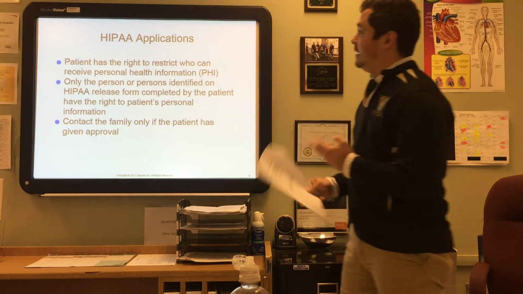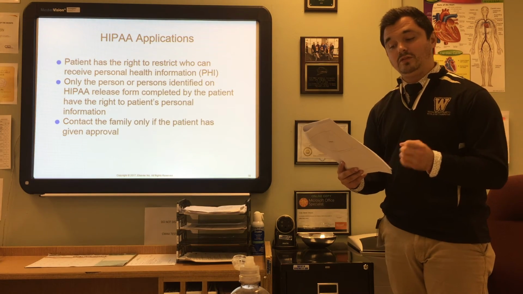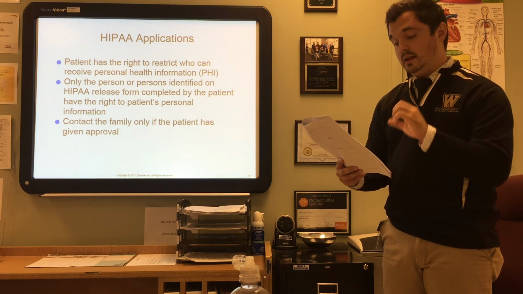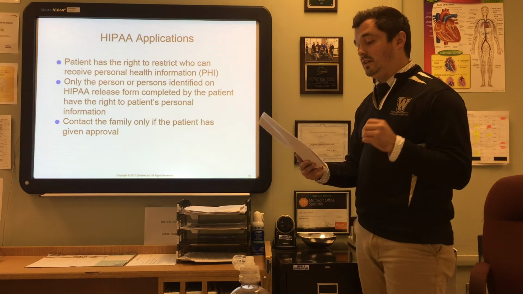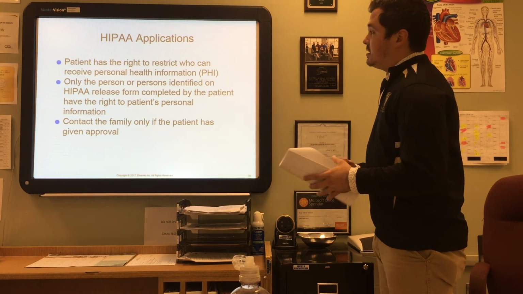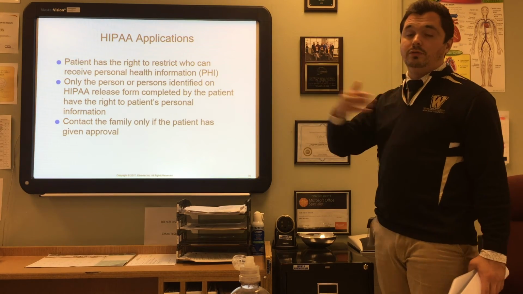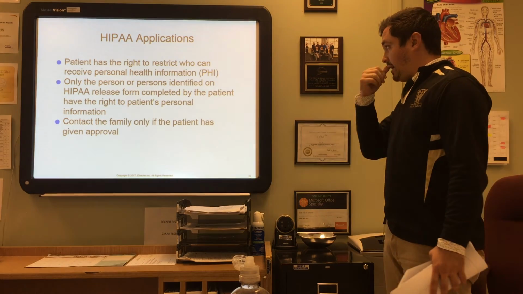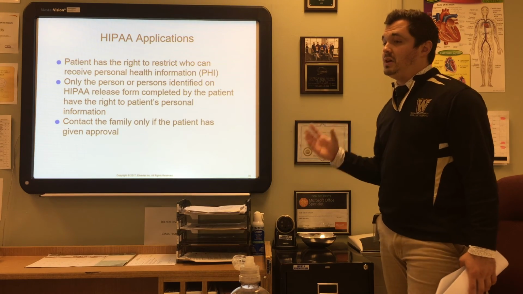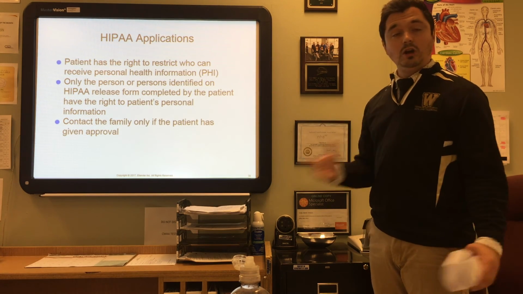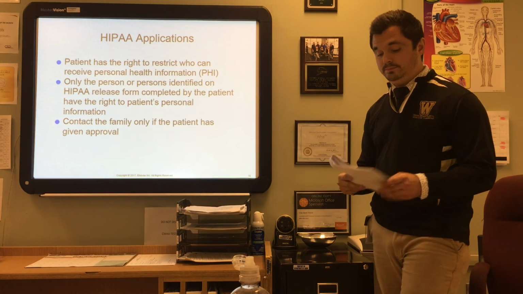And then finally, how this all applies. At the first office visit, the patient should complete a release of information form that identifies, if the patient agrees, a particular family member, a close friend, or any other individual that the patient states can receive disclosures of their health information. The patient has the right to restrict who can receive that personal health information, also known as PHI, which we'll refer to constantly throughout this text. Only the person or persons identified on that HIPAA release consent form completed by the patient have the right to the patient's personal information. Nobody else has that right. So contact the family only if the patient has given approval.